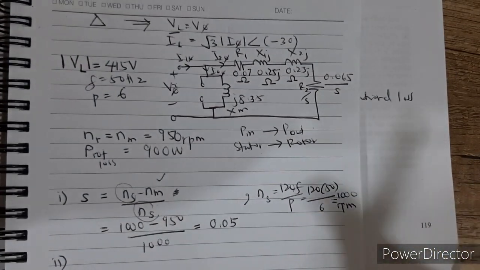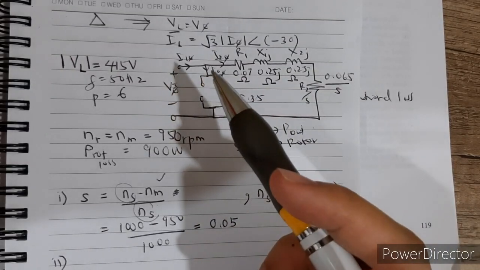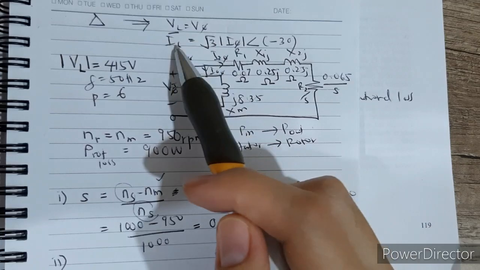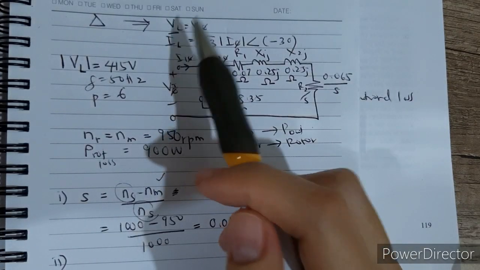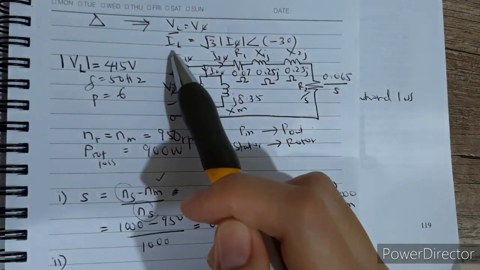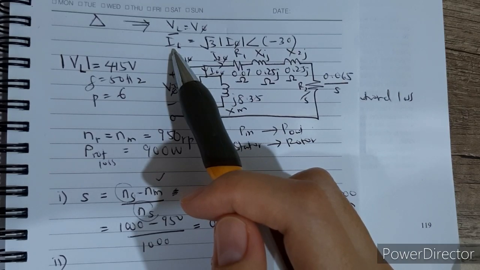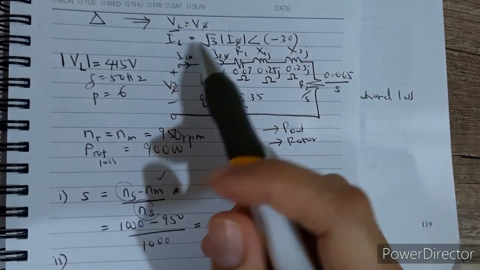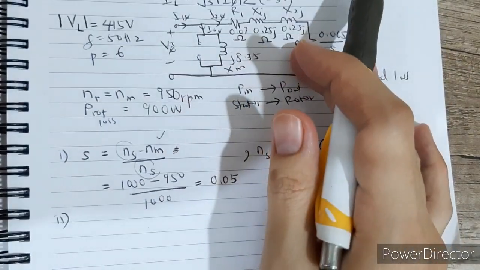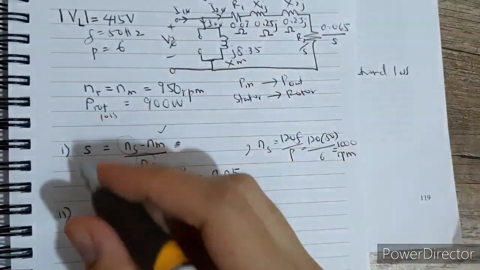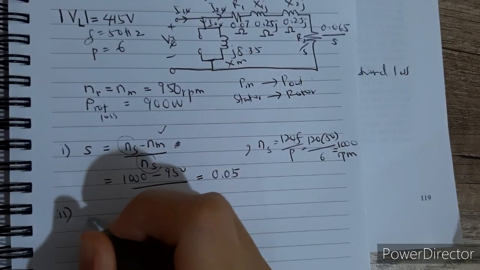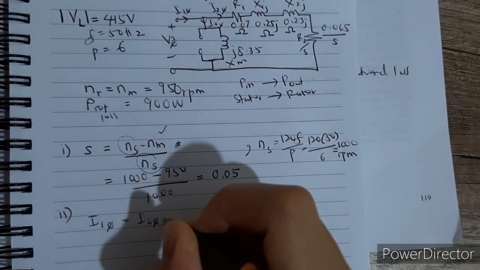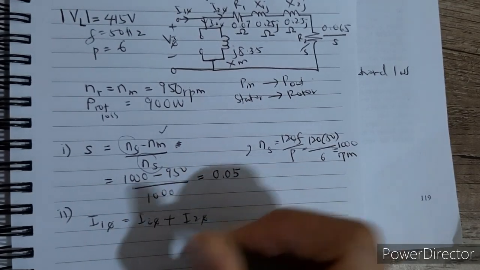Okay, or you can check from the beginning. So it's a delta connection, so I phase is not equal to I line. I1 phase will not be the same as I1 line. So what we do is we find I1 phase first, then we convert into I1 line. To find I1 phase, I1 phase equals I0 phase plus I2 phase.